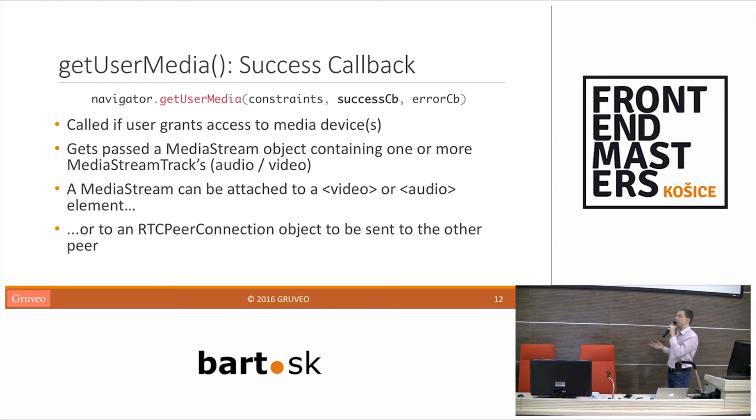The success callback is pretty easy, so it gets called when the user grants permissions to your application to access the media devices. The important thing is that in that success callback, you get a media stream object, and it contains one or more media stream tracks, each of which is either audio or video. And you can do two primary things with a media stream object. The first one is that you can attach it to an element on the page, audio or video, to display it, to render it. And the second one is that you can attach it to a peer connection object. And what it will do, it will actually send the audio and video to the other peer, which is actually our end goal in enabling the communication with media.